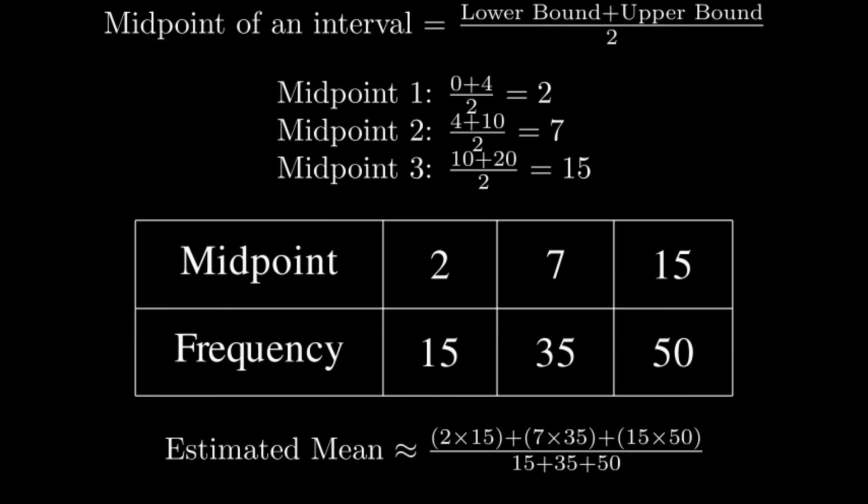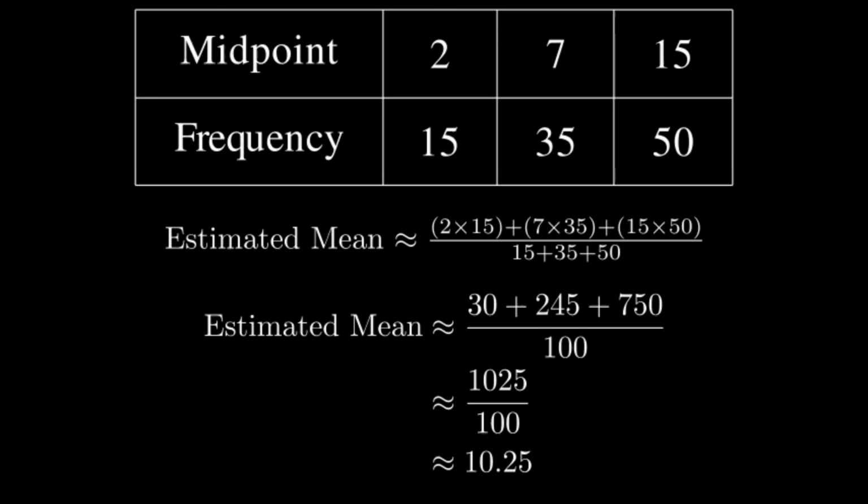total frequency. The total frequency is 15 plus 35 plus 50, which is 100. The numerator becomes 30 plus 245 plus 750, which is 1025. So our estimated mean is 1025 divided by 100, which is 10.25. Remember, this is an estimate because we used midpoints instead of the actual data values.